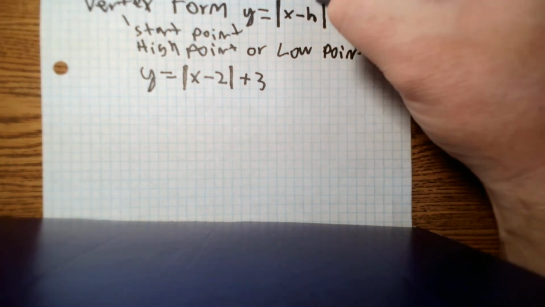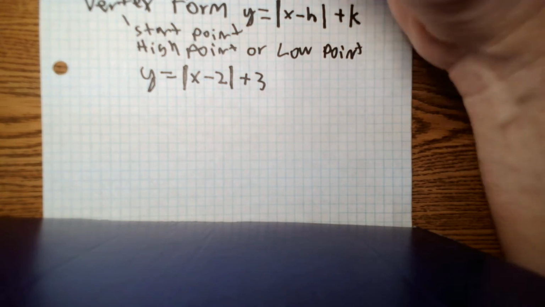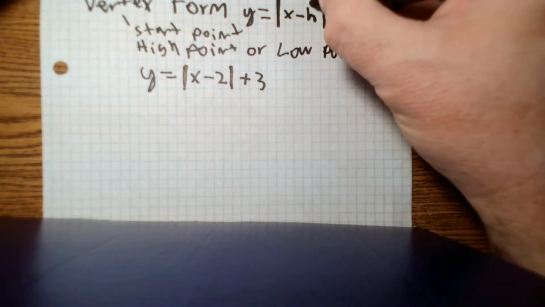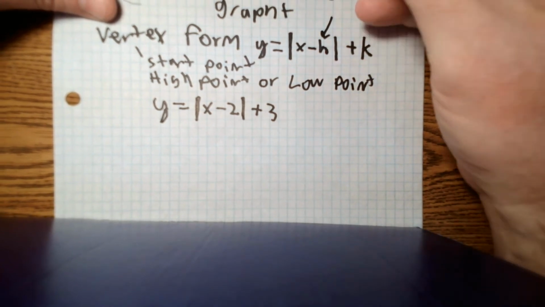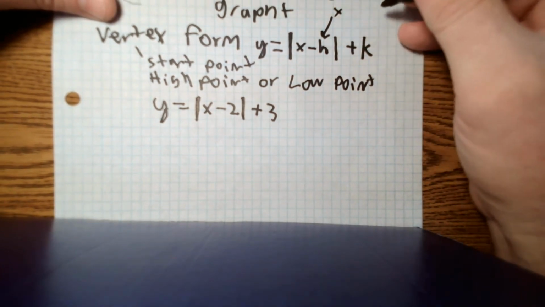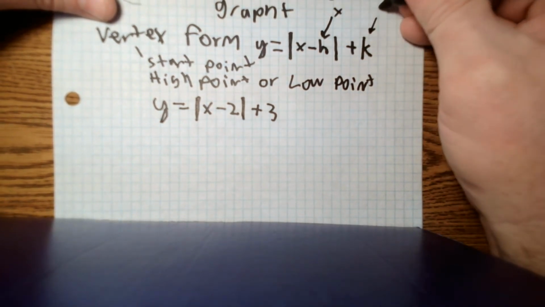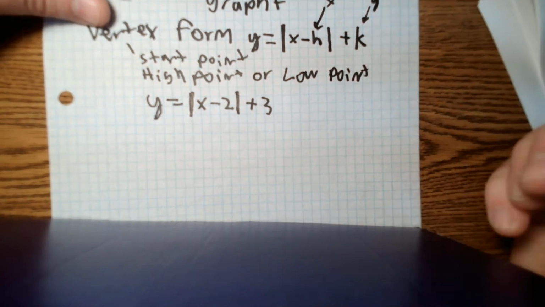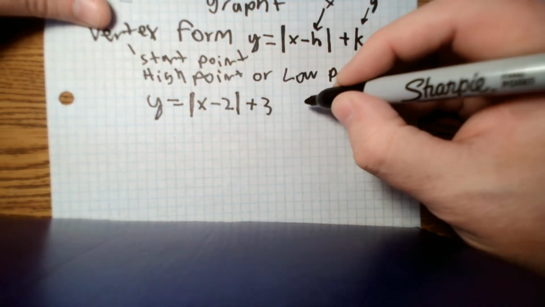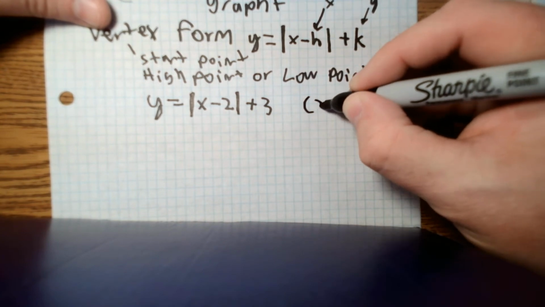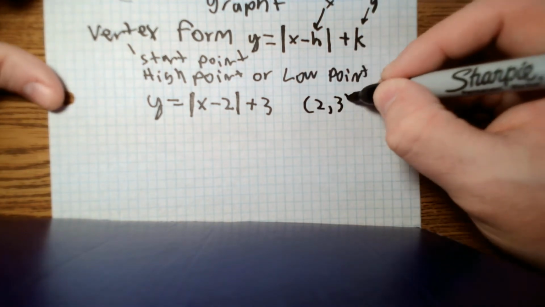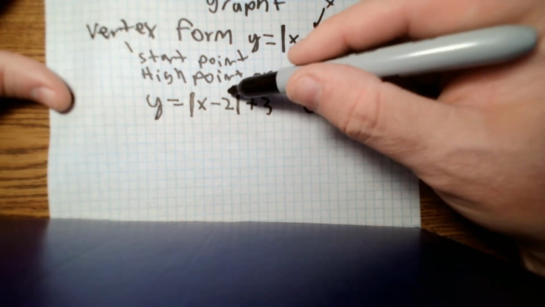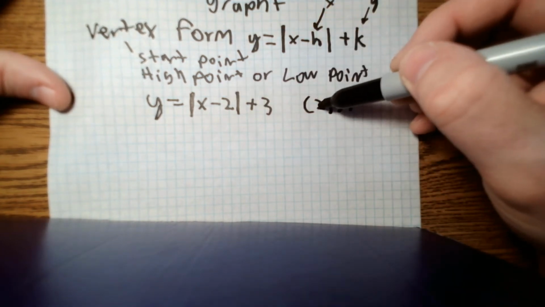So basically what this is, and I wish I had different colors, I don't. This right here is going to be our x value. This right here is going to be our y value. So what we're going to do here is I'm going to take this and I'm going to get this point. 2, 3. Okay, how did the 2 turn from a negative 2 to a positive 2?